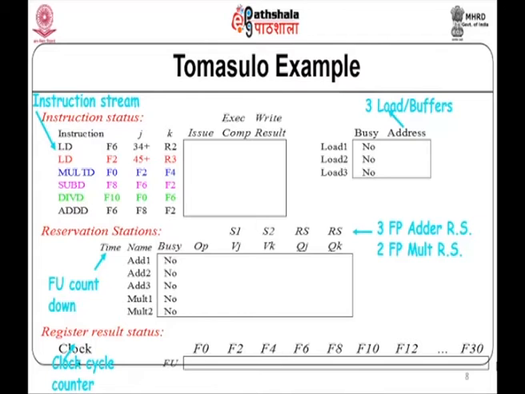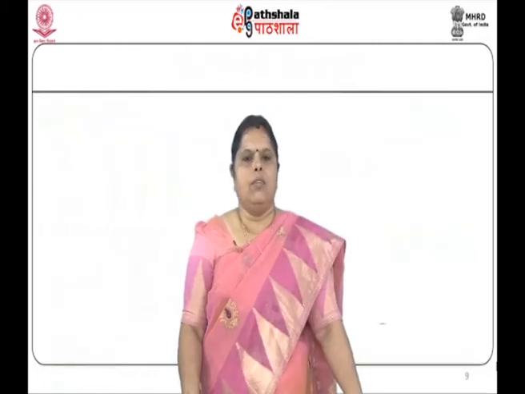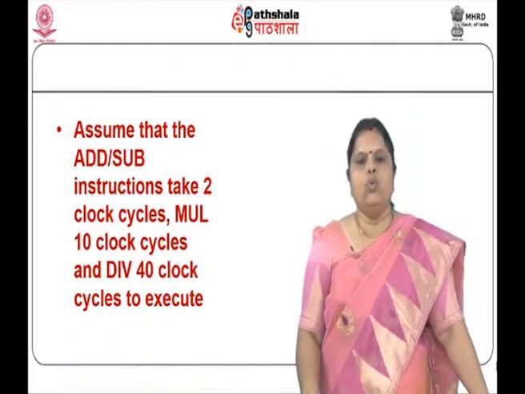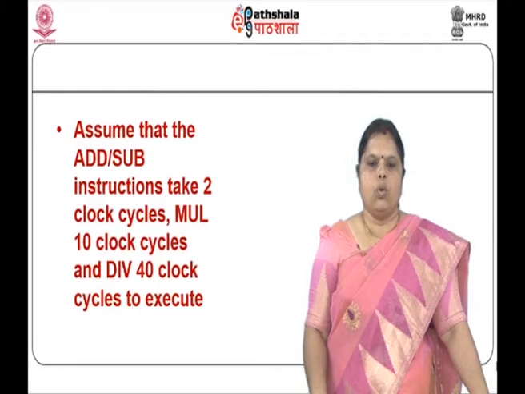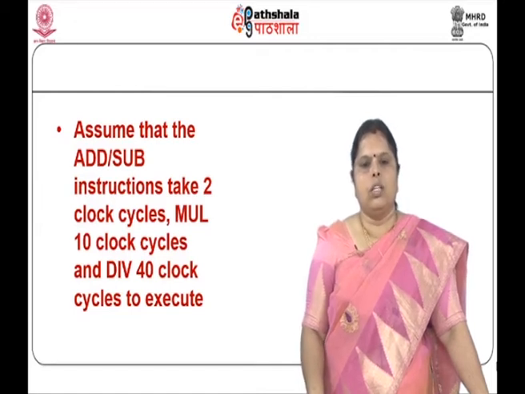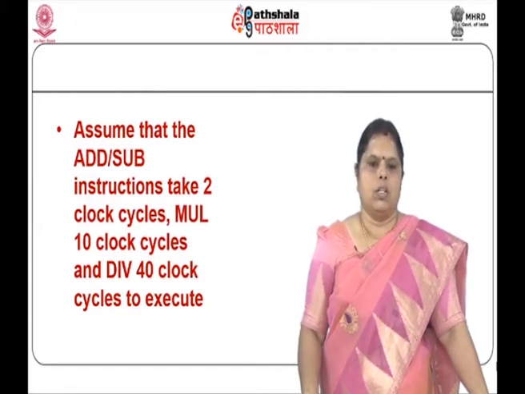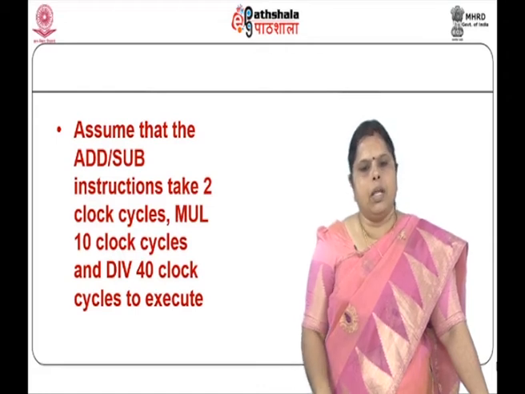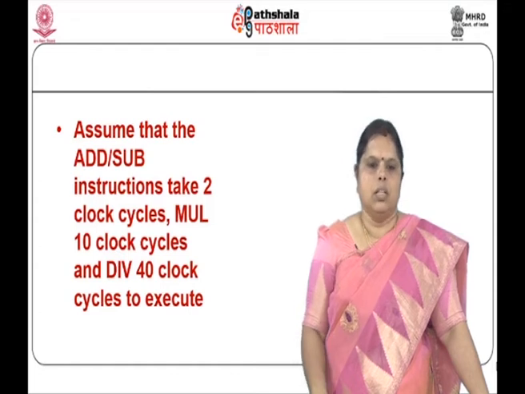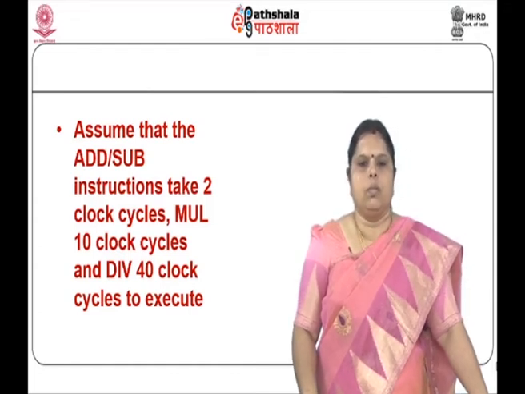And we are looking at 3 floating point adder reservation stations, and we are looking at 2 floating point multiplier reservation stations. So, that is the assumption. And if you look at the latencies associated with these floating point instructions, we assume that the add and the sub instructions take 2 clock cycles each, the multiply instruction takes 10 clock cycles, and the divide instruction takes 40 clock cycles to execute. Those are the latencies that we assume for this particular simulation. So, depending upon the latencies and the availability of the number of reservation stations and all that, things will change. All these assumptions are for this particular example that we are going to go through.